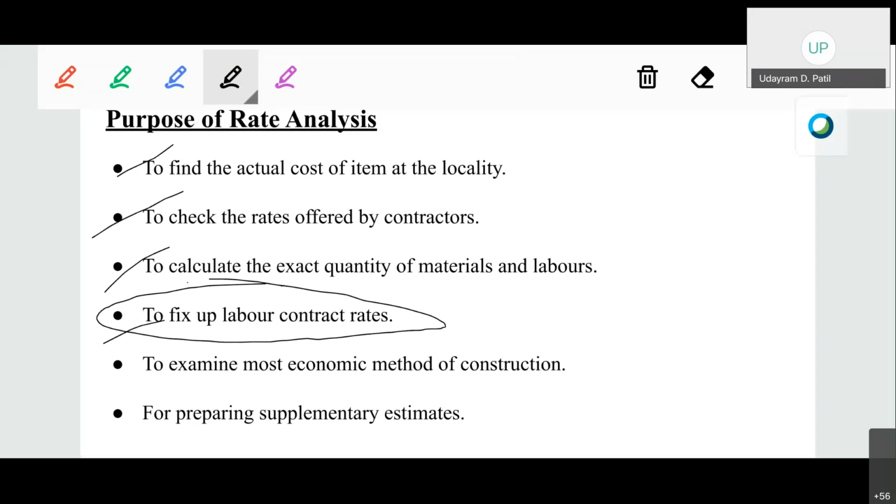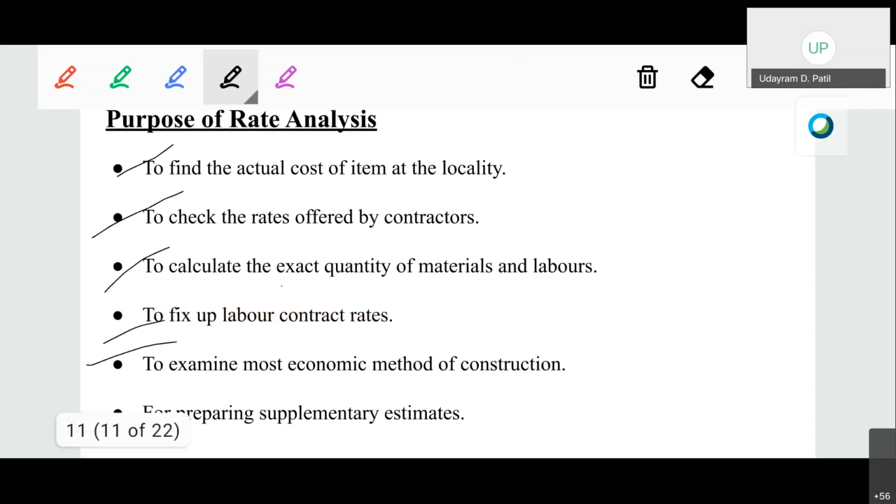Next will be to examine the most economical method of the construction. Okay, this is again the most important part. Now the same work can be done by different methods. Suppose RCC work, the mixing of the concrete might be done either by manual means or mechanical means, but both of those methods might yield differently depending upon the quantity of the particular item of the work.